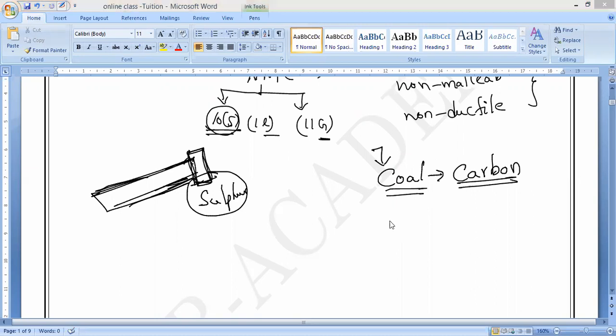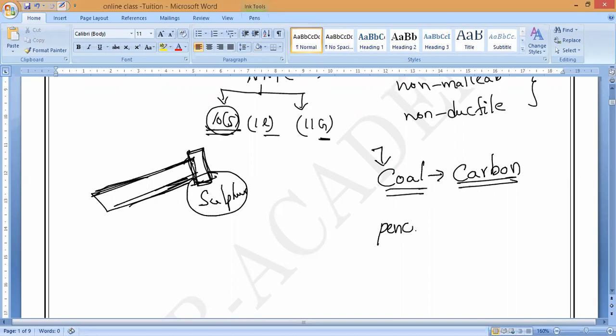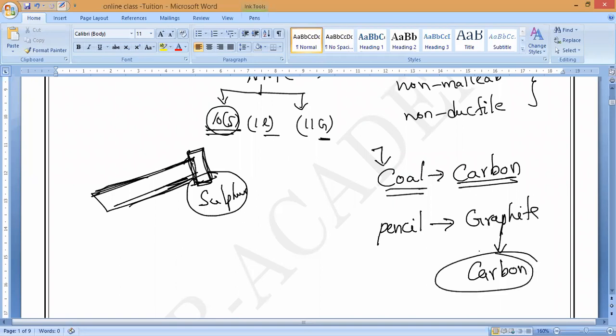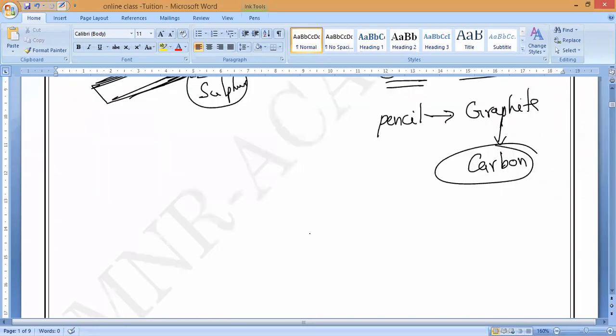Nobody is answering. Suppose your pencil lead. Pencil lead is made up of what, Dina? Graphite. Correct or not? Graphite contains what? Graphite contains carbon. When you are sharpening the pencil, the graphite is breaking or not? It is breaking into pieces. Is it yes or no?